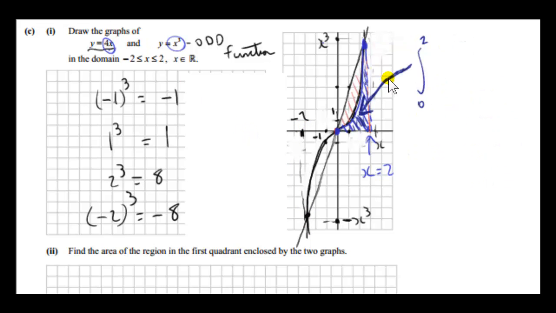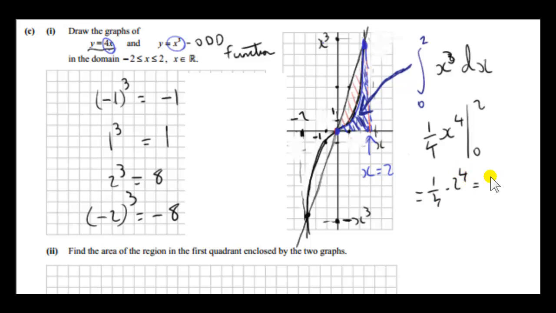Alright, so to get this blue region, we integrate from 0 to 2 the curve, which is x cubed, with respect to x. If we integrate x cubed, we add 1 to the power to get x to the 4, divide by the new power, and plug in the upper limit, so we get a quarter times 2 to the 4. 2 2 is 4, 2 4 is 8, 2 8 is 16. 16 divided by 4 is 4. Okay, we get 0 if we plug in the lower limit. Okay, so this area is 4.